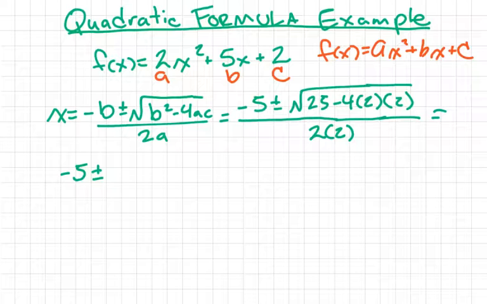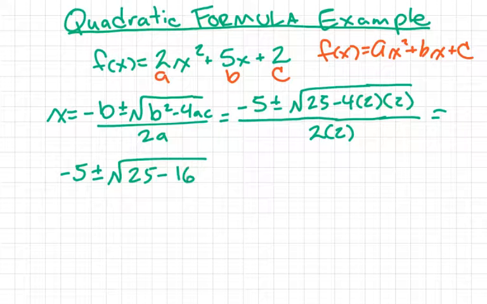arithmetic here. Okay, so we have 25 minus 4 times 4 is 8. 8 times 2 is 16. So 25 minus 16, that's going to be a positive number. We're going to get two real solutions here. I don't know if they're going to be irrational or rational, but we're going to get two real solutions. No imaginary solutions here. Oops. This is 2 times 2 is 4.